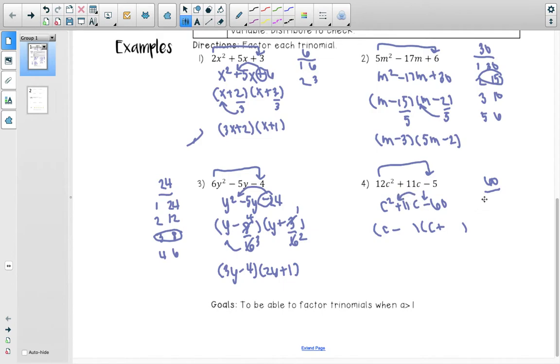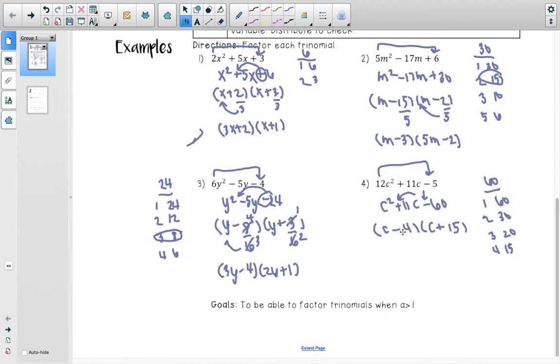And we're trying to get to 11. So we have 1 and 60, 2 and 30, 3 and 20. Still not going to get you to 11. 60 divided by 4 is 15, and you should stop right there because 4 and 15 are your answers. Since you want the 11 to be positive, you're going to put the 15 as positive and the 4 as negative. So just to check, negative 4 times 15 is negative 60, and if you add negative 4 and 15 together, you get 11.